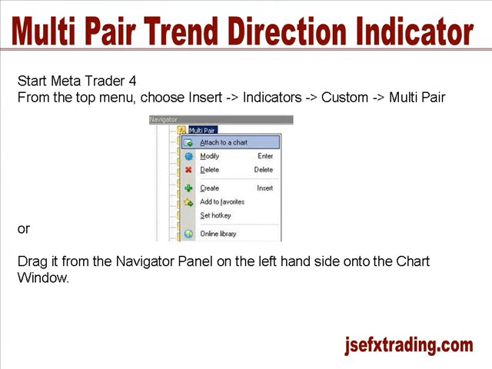Once it's in the folder, you want to go ahead and start MetaTrader 4. And there's two ways to basically get the indicators onto your chart. One is from the top menu, you choose Insert Indicators Custom, and you'll find multi-pair sitting there, and you drag and drop that onto your navigation panel. It's pretty much the easiest way to do it. Or you can actually find it in the navigation panel on the left-hand side of your MetaTrader and just drag it to the chart window.